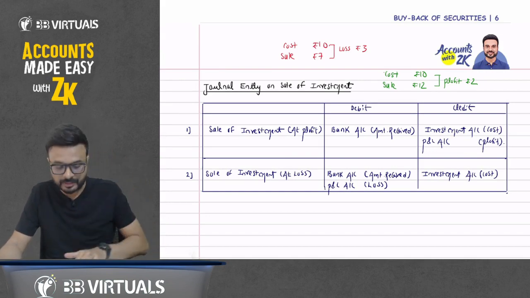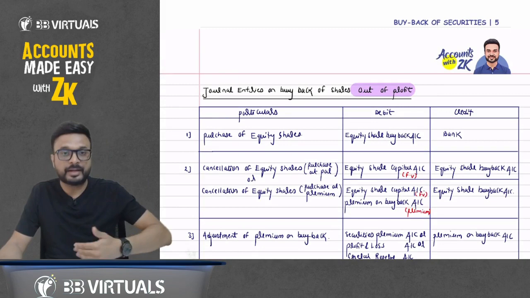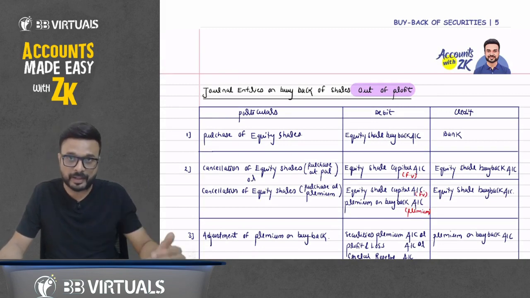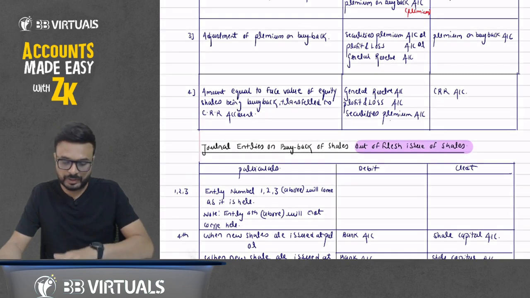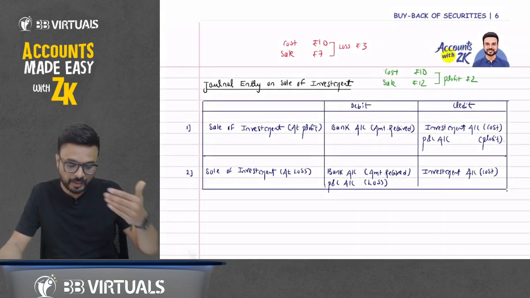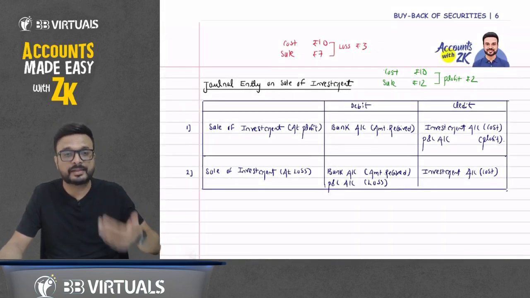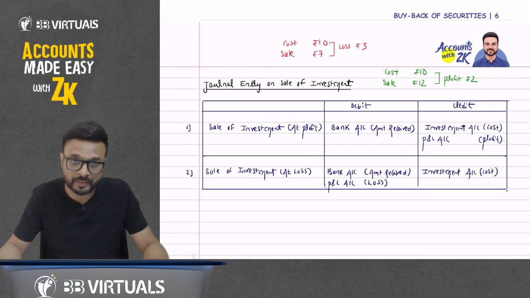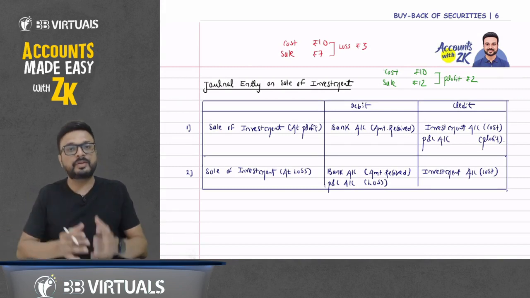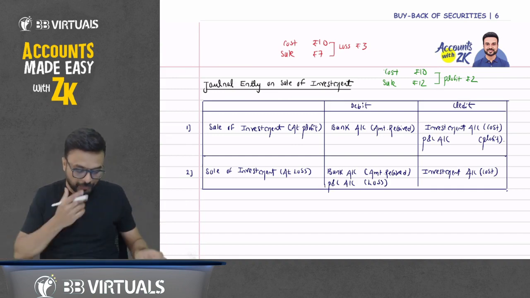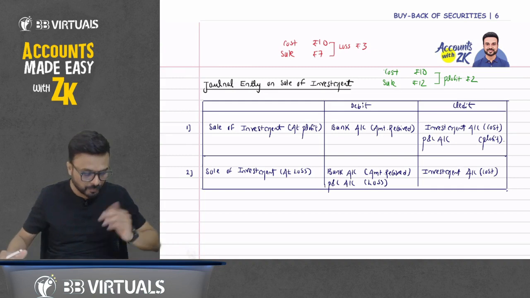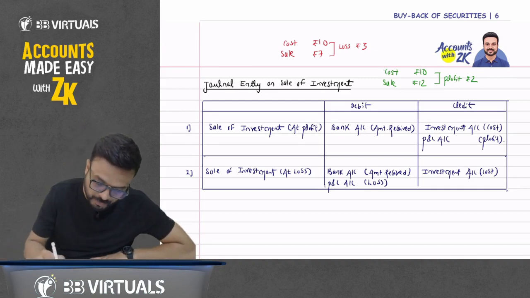So we have discussed journal entries: what entry we pass when we do buyback out of profit, when we do buyback out of fresh issue of shares, and the entry on sale of investment. Why are we discussing the entry for sale of investment here? Because when we solve questions, sometimes they give you an adjustment for the sale of investment also.